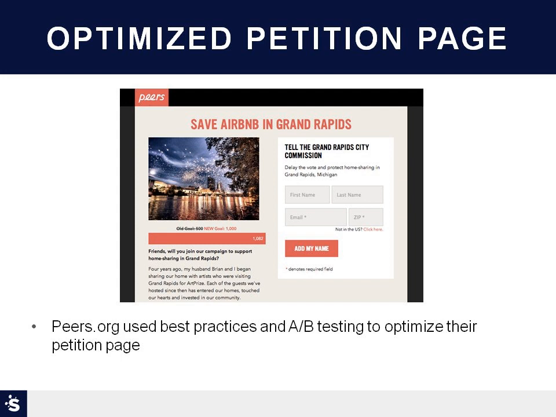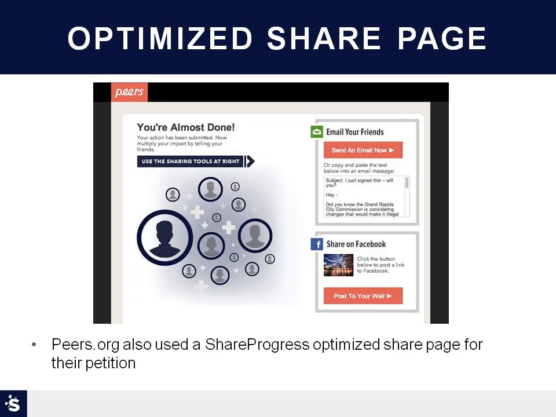They put together an optimized petition page using some common best practices and actually doing some testing to figure out what made the page more effective and made more people likely to want to add their names and sign a petition there. They also used our ShareProgress pages in order to increase how many people were going on to tell their friends after they signed.